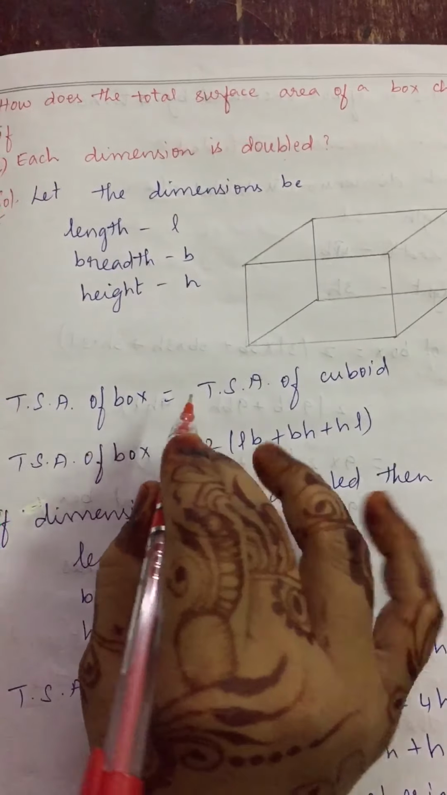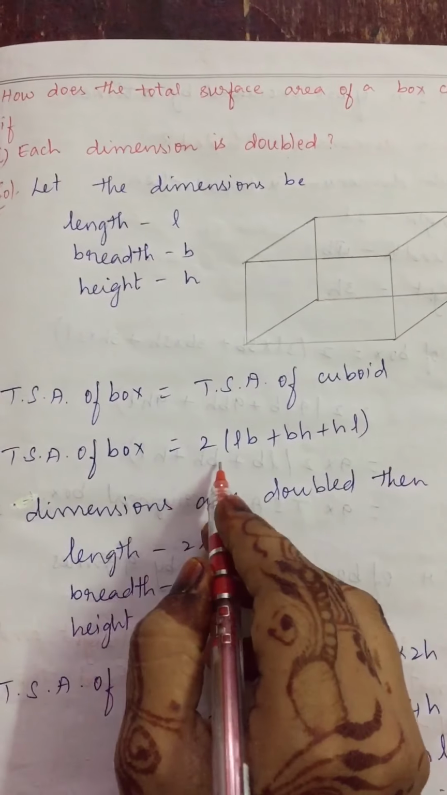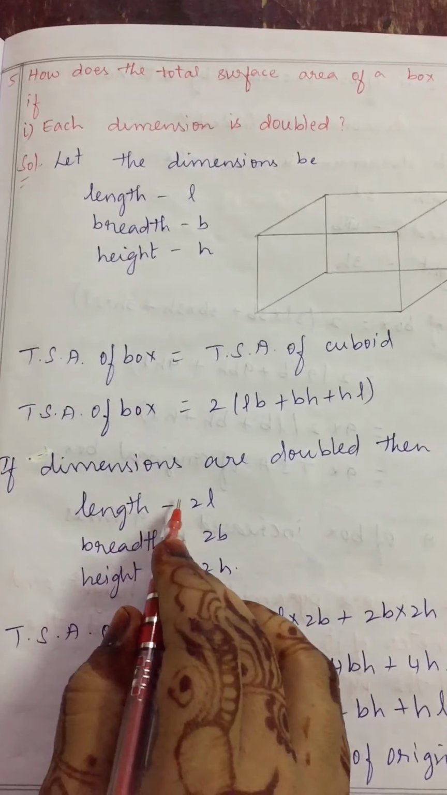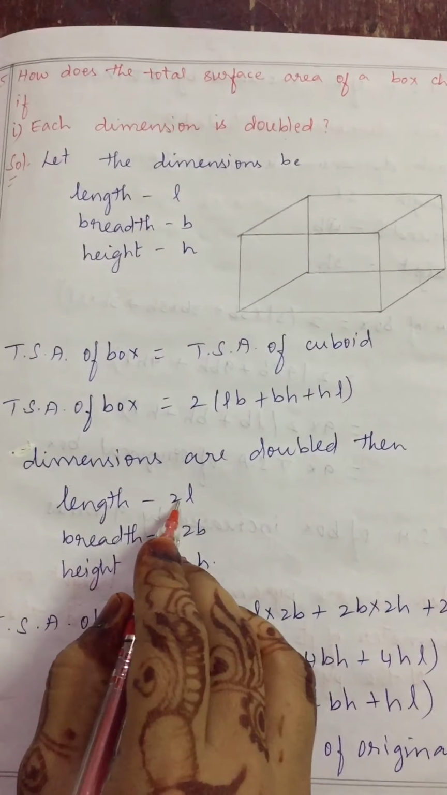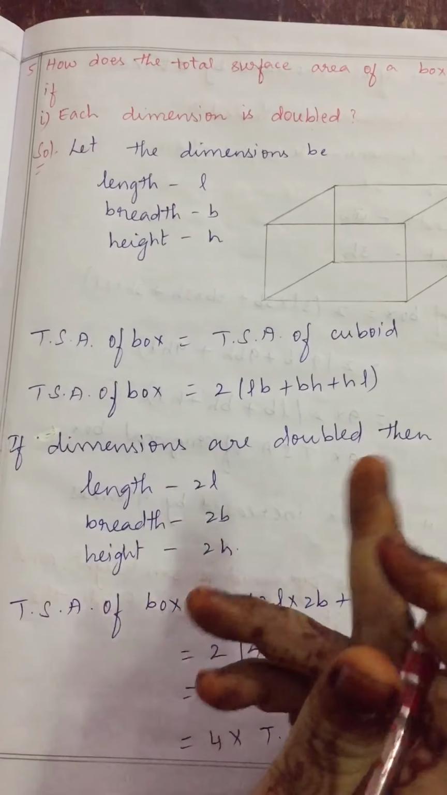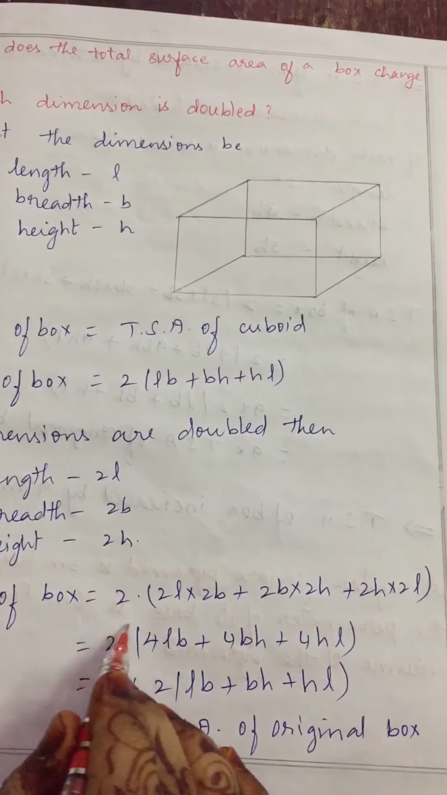So total surface area of a box is nothing but total surface area of a cuboid. Formula is what, children? 2 into (LB plus BH plus HL). Now he mentioned if we double it, so length will be 2L, breadth is 2B and height will be 2H, because he mentioned double, so double we are taking. Now after changing, what is the total surface area of the box?